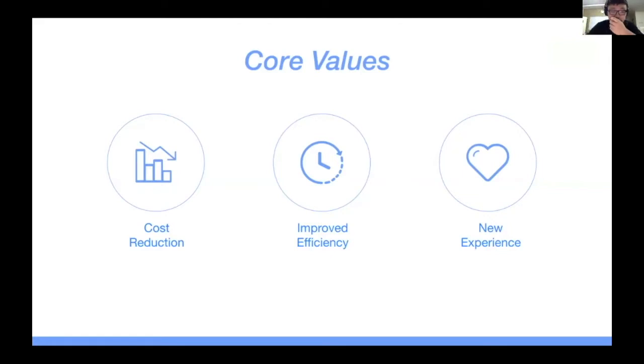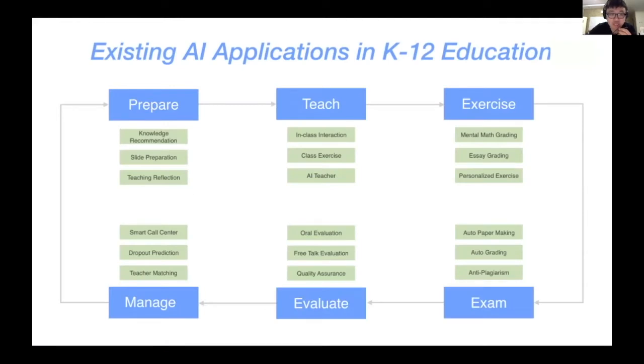Okay, so when people use AI in K-12 education, there are mainly three core values. The first is cost reduction. In the education domain, there are a bunch of operations that have very high cost. For example, how to prepare the exam for teachers, which costs a lot of money and time. The second core value is improved efficiency. We use AI to improve the speed and efficiency of a lot of problems in education. And the third is that AI will bring a lot of new experiences for education.